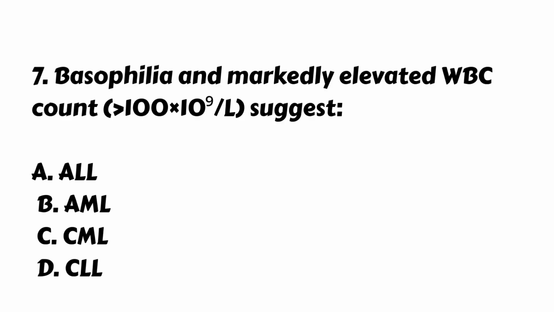7. Basophilia and markedly elevated WBC count, greater than 100 times 10 to the power of 9 per liter, suggest A. ALL, B. AML, C. CML, D. CLL.